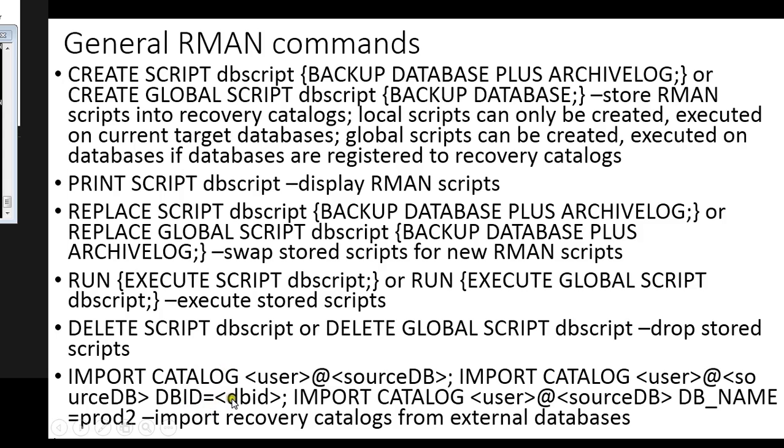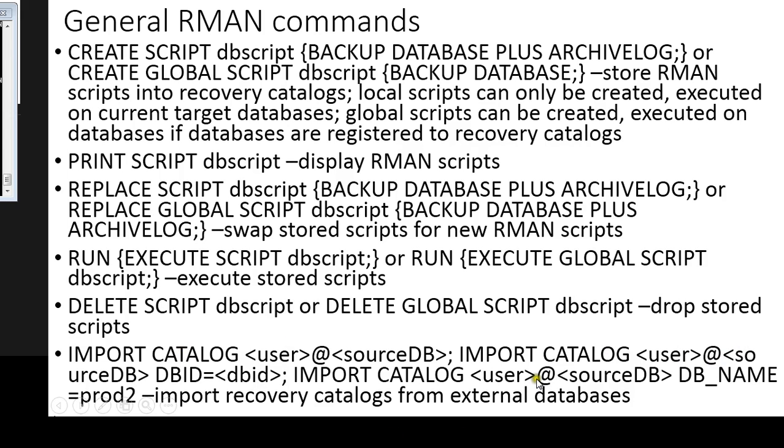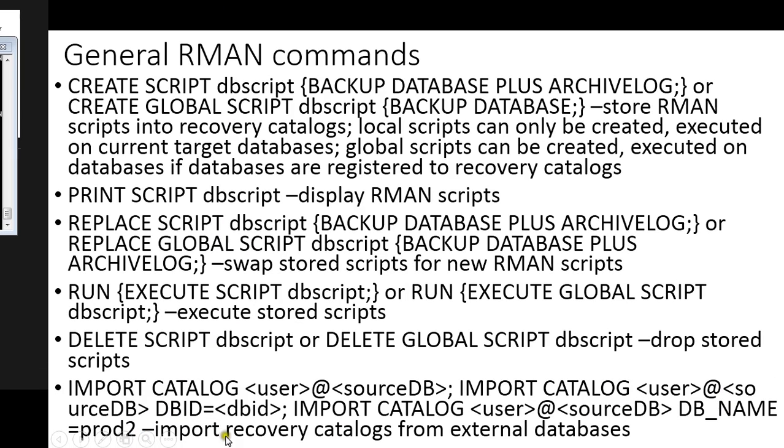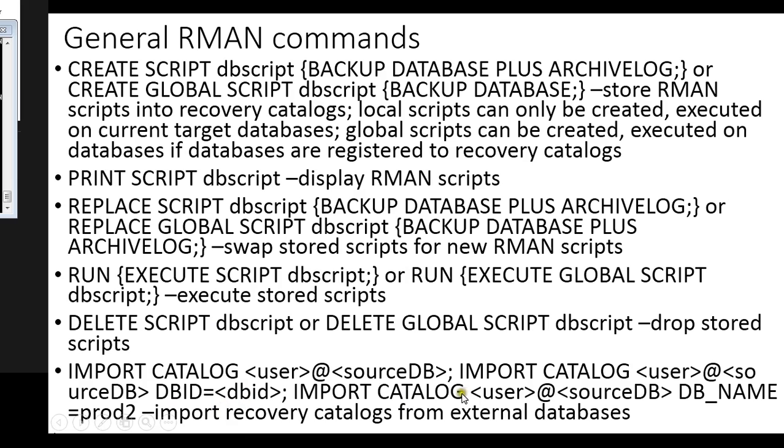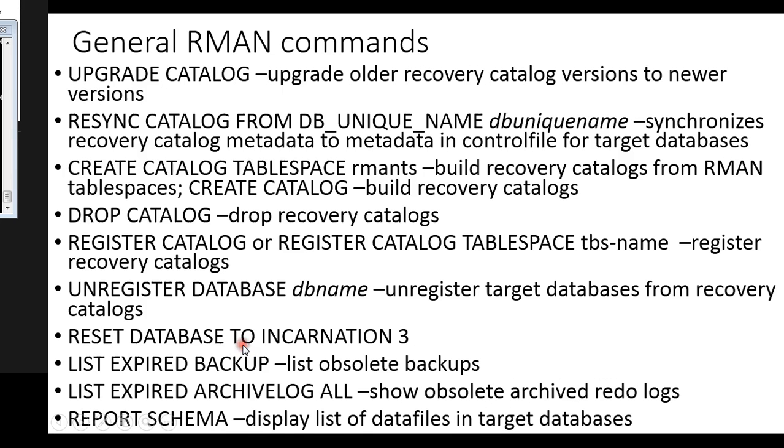So it would be import catalog user, and then you have source ID, and here you would have user, source database name. These are just the different imports you can perform to import your recovery catalog, using the dbid, the source db, or the database name.